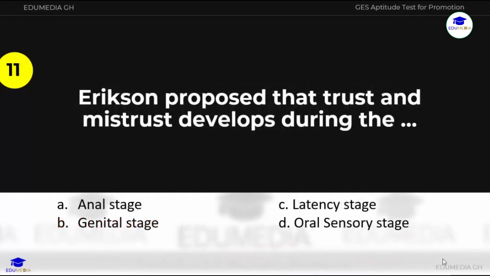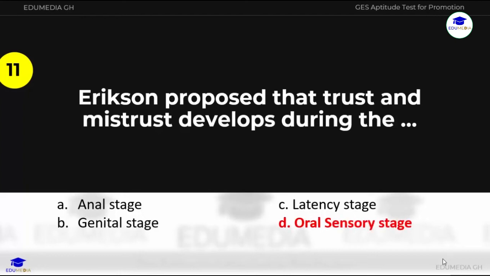Question number 11. Erikson proposed that trust and mistrust develops during the A. Anal stage, B. Genital stage, C. Latency stage, and D. Oral sensory stage. The correct answer here is D.